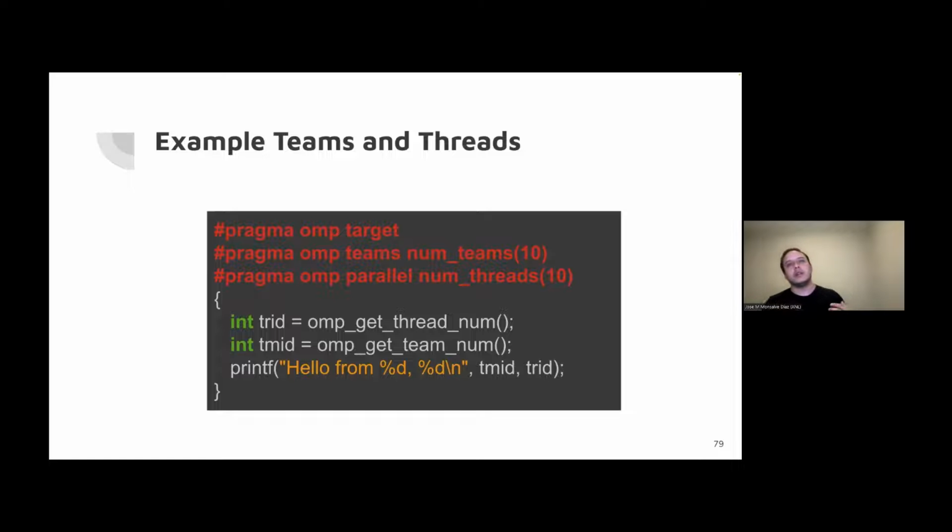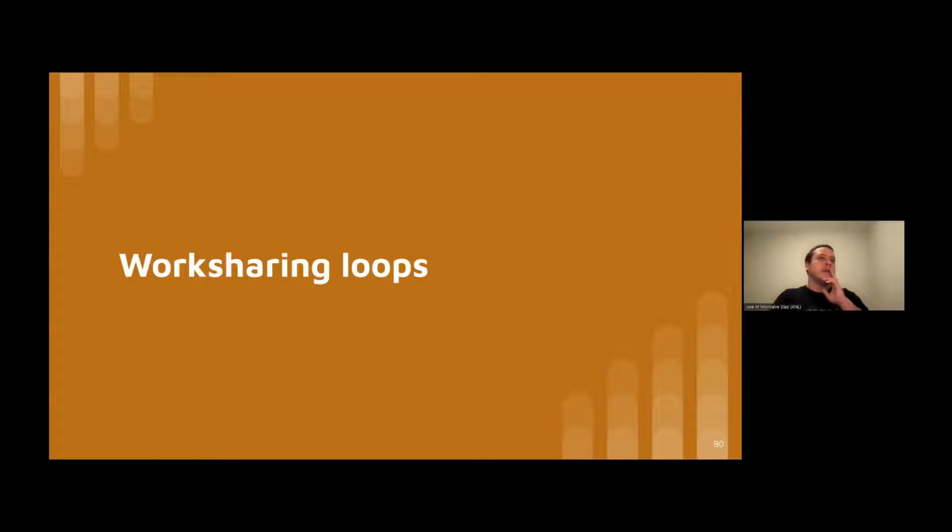We get the possibility of getting the thread number, we get the possibility of getting the team number, and we can just print the different threads and team numbers, as you will see in the lab later on. Now, parallel and teams only work on creating the parallelism. Work sharing loops is now a way for us to say we have this work and we need to distribute it across the different workers that we have.